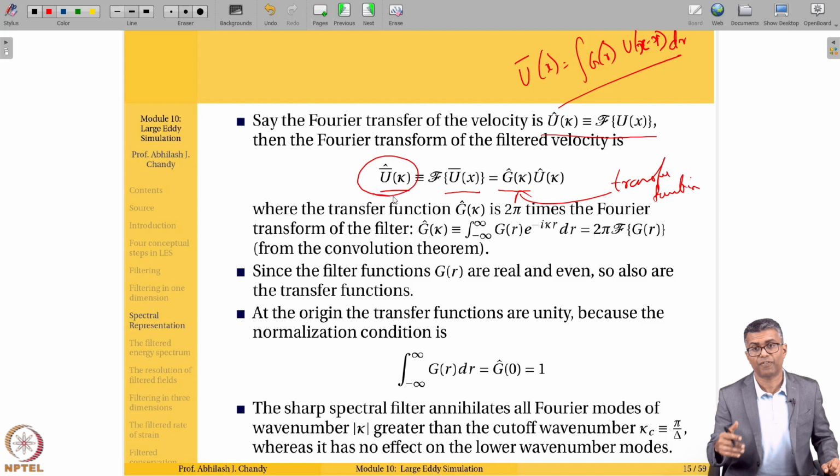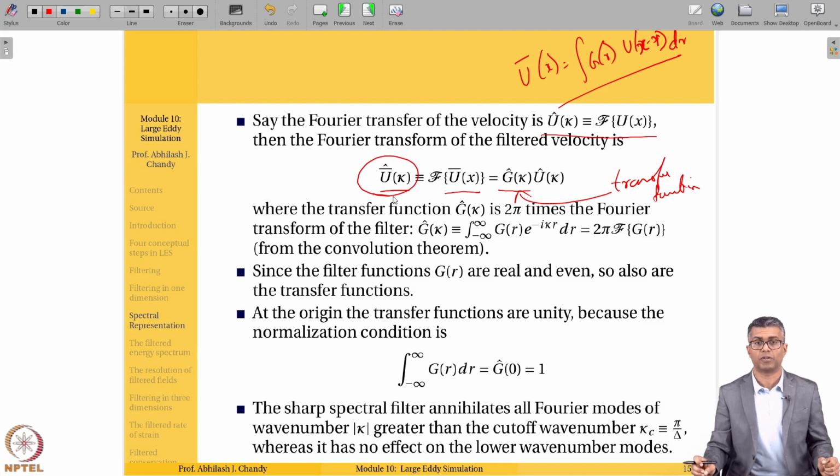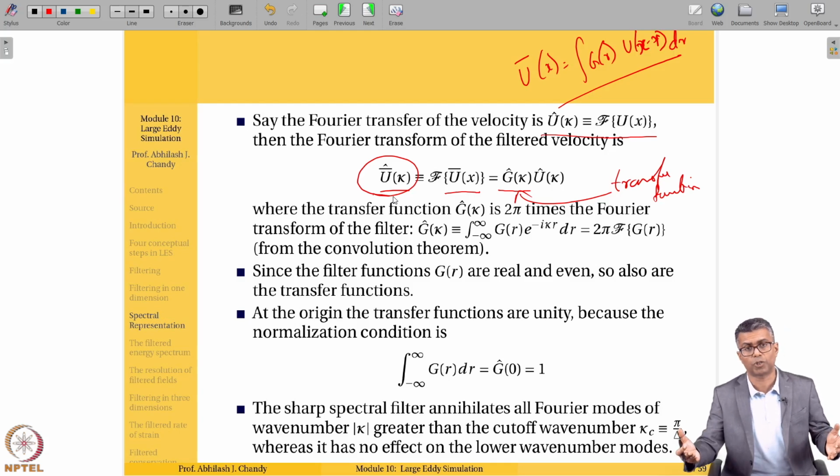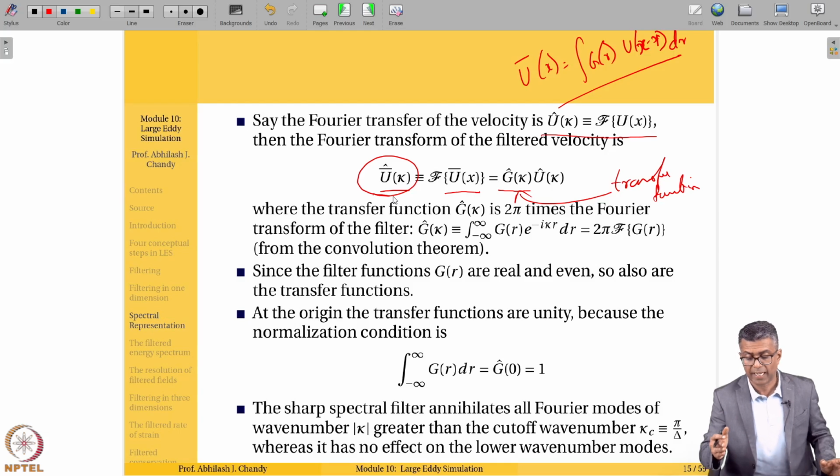And on the right hand side, a convolution operation becomes a product operation in spectral space. This is a property of the Fourier transform. Any convolution operation in physical space becomes a simple algebraic product in spectral space. That is one of the advantages of using a Fourier transform, because a convolution operation is relatively more complicated than a regular algebraic product. So any convolution operation in physical space gets converted to an algebraic product, and that is what is happening here.